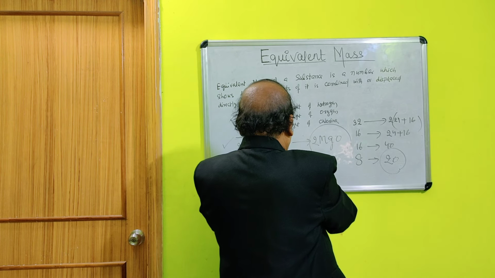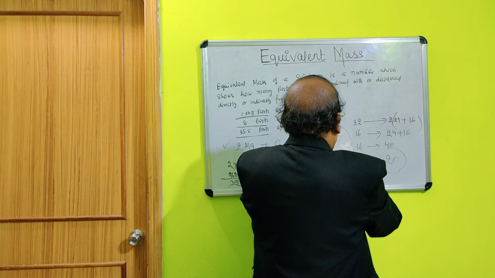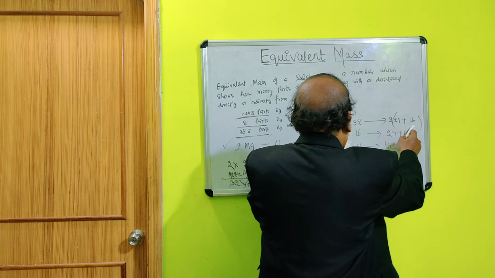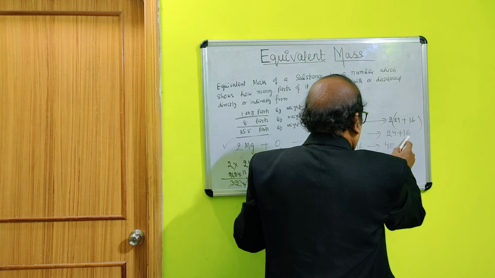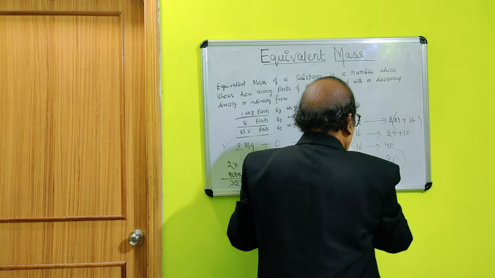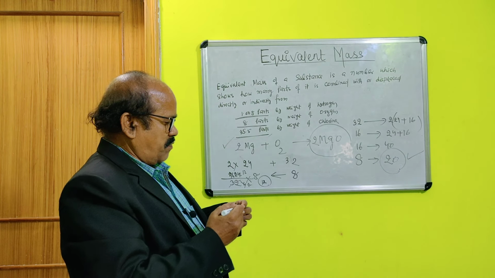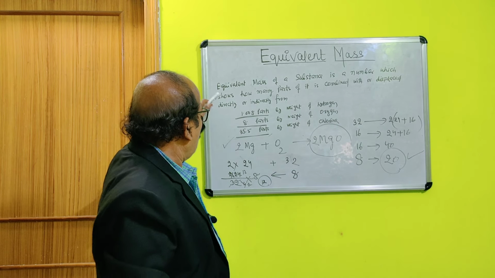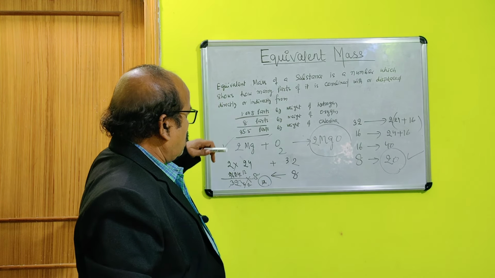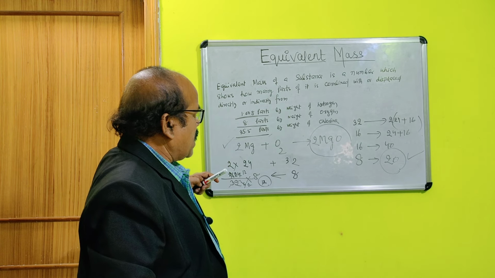Oxygen is 8, 16 to 32. Here magnesium oxide is 24 plus 16, all into 2. So 16 will give rise to 24 plus 16, that is 40. 8 will give rise to 20. Hence the equivalent mass of magnesium oxide is 20. So in any equation where oxygen, hydrogen or chlorine is there, you can find out the equivalent mass.